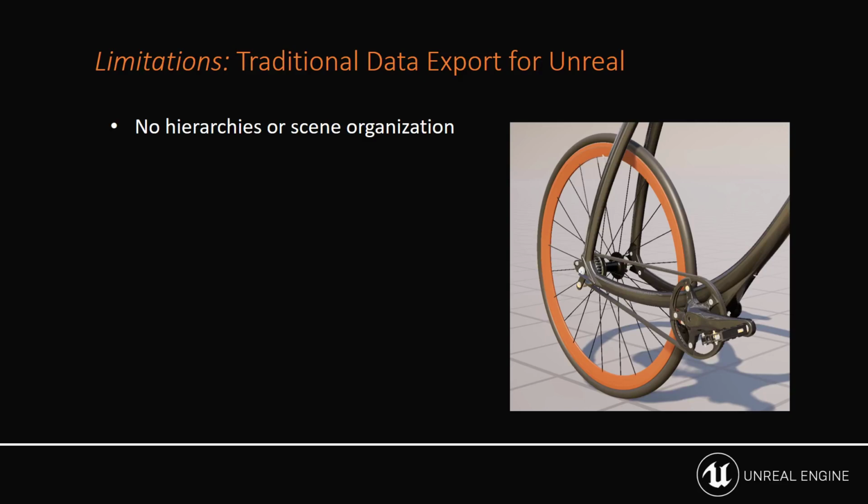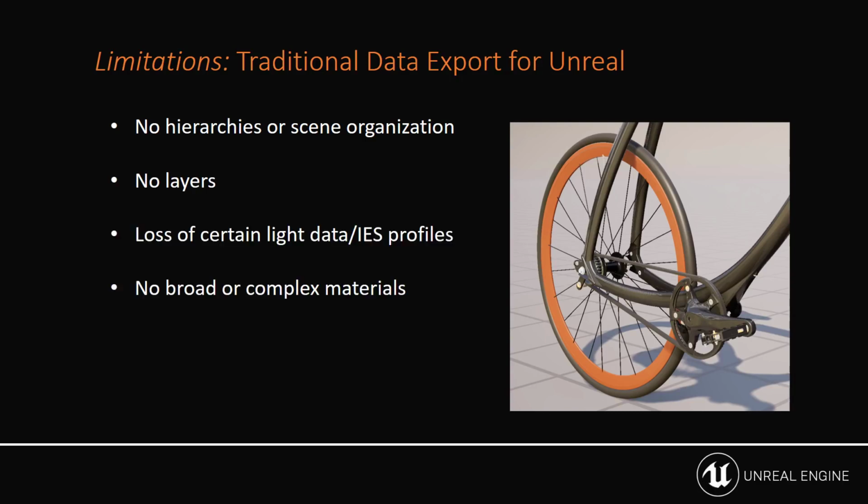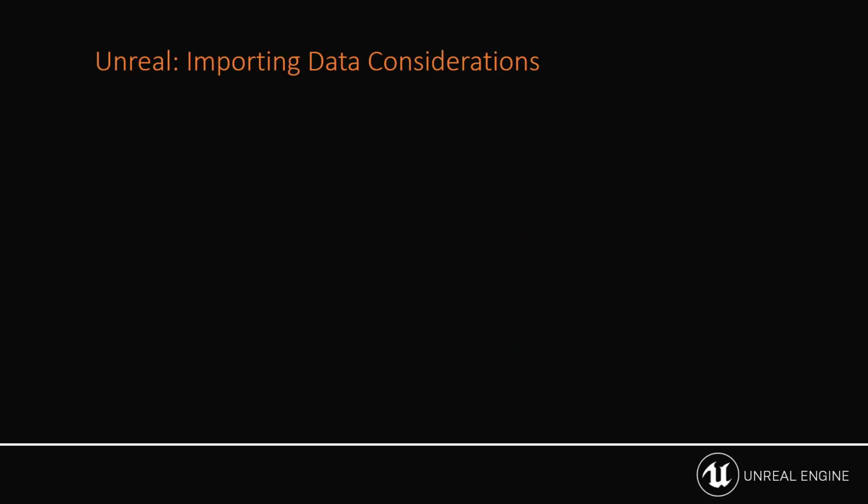So the limitations from the traditional data export for Unreal, and this is without Datasmith, which we now have, is that we are not able to work with scene hierarchies or scene organization. We lose any layers we may have created. We lose certain light data and IES profiles if we're working with those, and we don't have any broad or complex materials that are going to translate or come over into Unreal Engine. Not necessarily yet. With Datasmith, we are working on that. And we typically will lose third-party plugin data when we're working with traditional export using other file formats like FBX, for example. And if you're using instances, they're gone. Datasmith aims to solve all of these problems here.